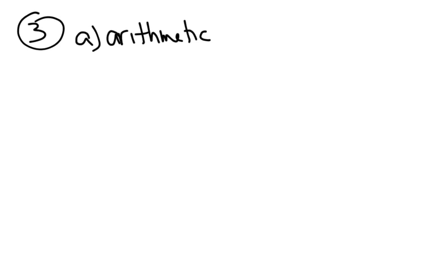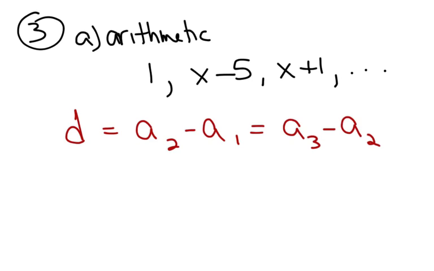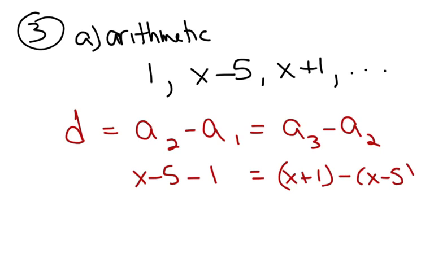Problem number 3. What values of x make the following expression arithmetic and geometric? Let's start with arithmetic. When a sequence is arithmetic, the common difference is found by subtracting the second term minus the first term, or it could be the third term minus the second term, or the fourth term minus the third term. We're going to use that concept to create an equation to solve for x. Well, I'll do the second term minus the first term is going to equal the third term minus the second term.